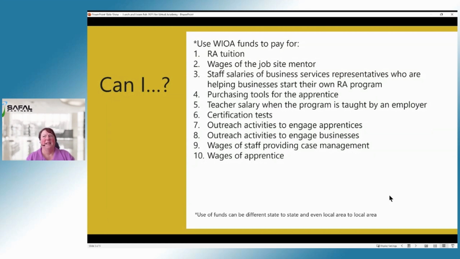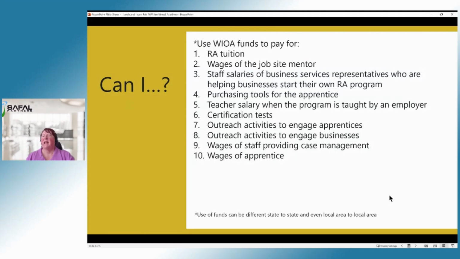Hanging on for you. Wages of the apprentice. Yes. Can I pay 100% of it? What do you guys say? Only through an OJT contract.